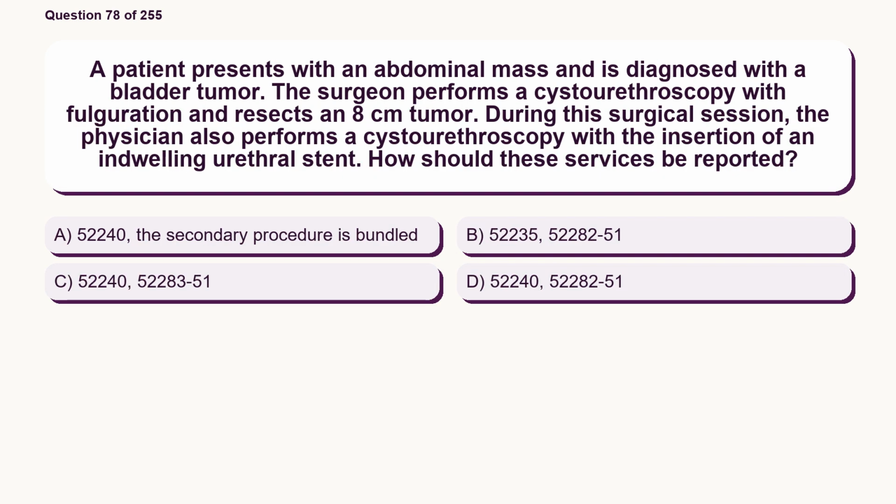Question 78. A patient presents with an abdominal mass and is diagnosed with a bladder tumor. The surgeon performs a cystourethroscopy with fulguration and resects an 8 cm tumor. During this surgical session, the physician also performs a cystourethroscopy with the insertion of an indwelling urethral stent. How should these services be reported?